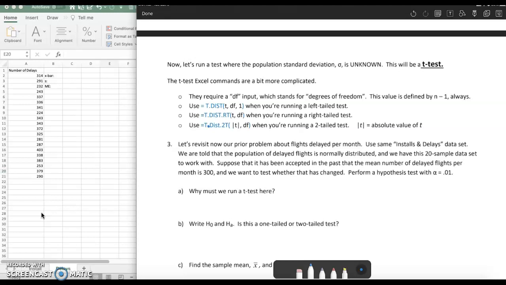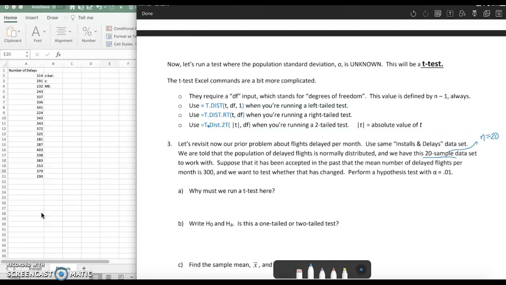So for our example, we are going to revisit our prior problem about the flights delayed per month. This is also in that installs and delays data set, with the second tab being the delays. These were number of delayed flights in a certain month at some airports. We are told, and we knew this from our prior question as well, that the population of delayed flights is normally distributed. We have this 20 sample data set. So that tells me my n value: n is 20.